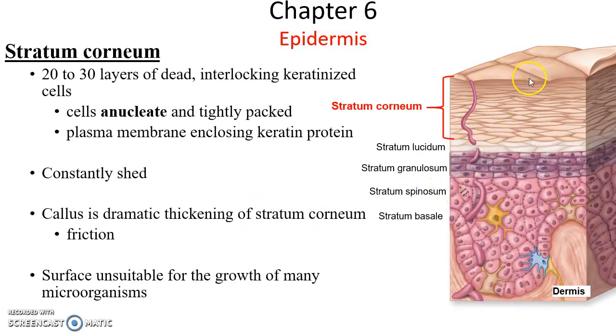Superficial to that is stratum corneum. So you either go stratum granulosum, lucidum, corneum in thick skin, or stratum granulosum straight to stratum corneum in thin skin. Stratum corneum is 20 to 30 cells thick. These cells are dead. They are firmly interlocked and attached to each other. They are basically just plasma membranes surrounding lots of keratin protein. These cells are constantly being shed, and they provide an environment that is unsuitable for most microorganisms to grow, although some do survive on our skin.